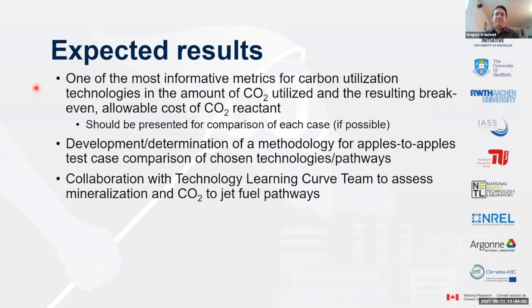So I'll summarize and finish up my talk with the expected results. Once again, honing down on one of the metrics. One of the most informative metrics for carbon utilization technologies is the amount of CO2 that could be utilized and the resulting break-even allowable CO2 cost for the reactant that you would pay for your process. And that should be presented for comparison in each case. However, depending on the technology, other metrics could be more applicable and should also be considered.